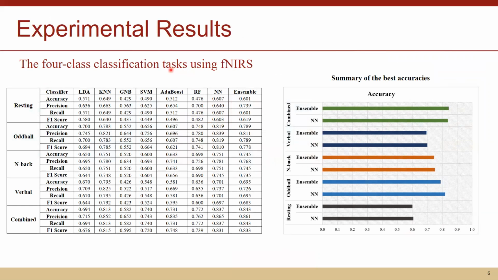So this is the result of four-class classification using fNIRS. Here, we apply eight traditional classifiers, and we observe that the neural network and the ensemble obtain the best accuracy, over 80% for the combined datasets, during the resting stage, during the OPAL, N-back, and verbal stages.